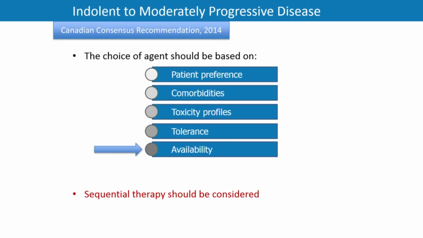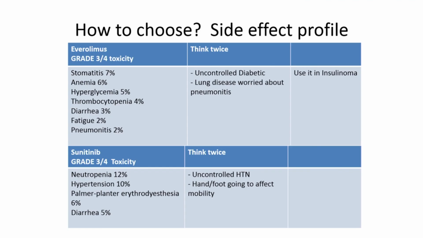So of course, we always have to talk about patient preference, comorbidities, toxicity profiles, tolerance. Availability is a big issue across the country, and sequential therapy should be considered. So I like to put this up here and say, well, how do we decide? So all of us who've been doing oncology for a while know about everolimus, know about sunitinib, we know about the toxicity.